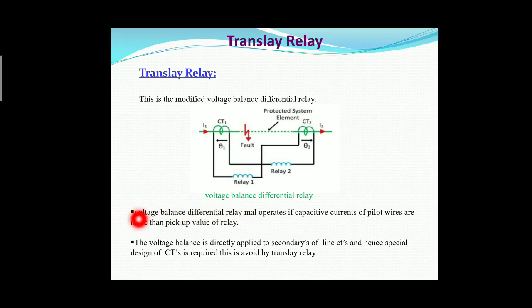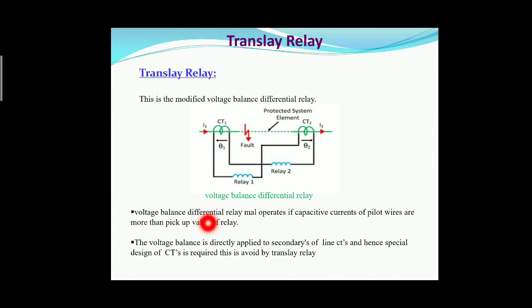Next, the voltage balance is directly applied to the secondaries of the line CTs. This is the secondary of the line CT. That voltage balance is directly applied to the secondary of the line CT, and hence a special design of CT is required. That special design is avoided by using the translay relay. That is another disadvantage of the voltage balanced differential relay.